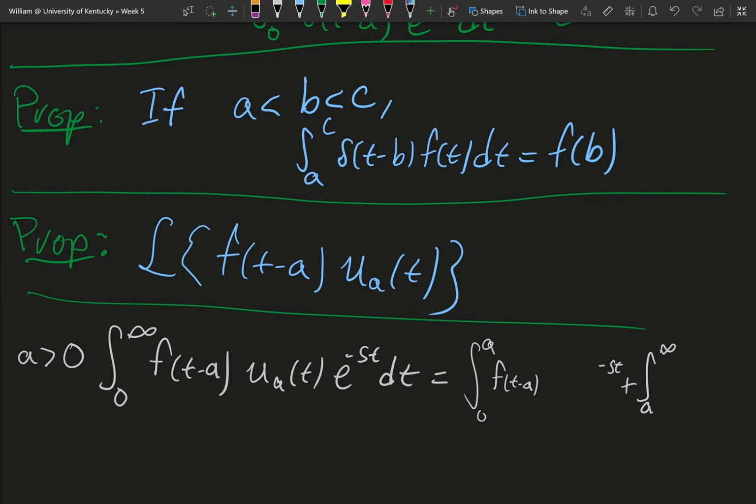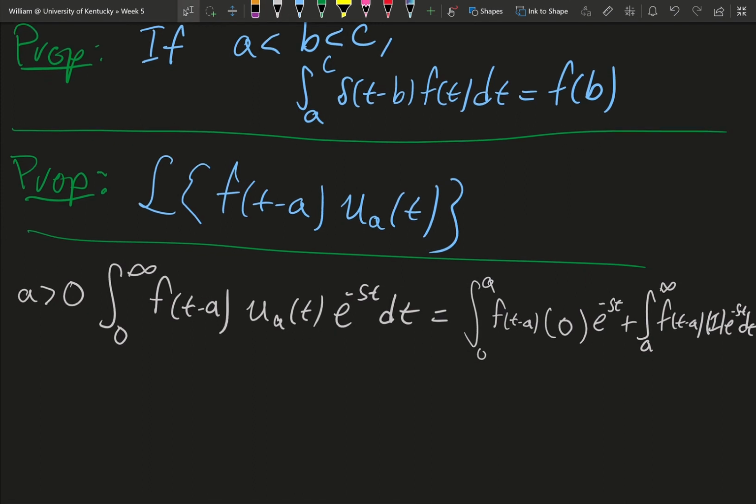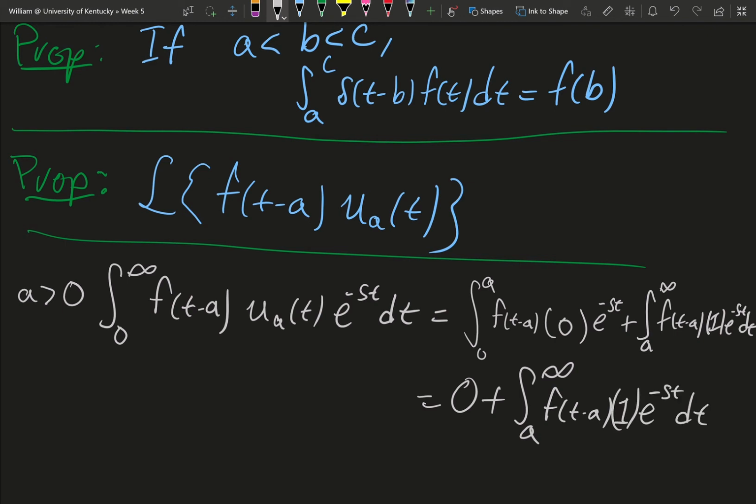Right, so on this first integral, the Heaviside function is going to be equal to 0, whereas on the second one, it's going to be equal to 1. So this is, of course, 0, and then we have plus the integral from a to infinity of f of t minus a times 1 times e to the negative st dt.